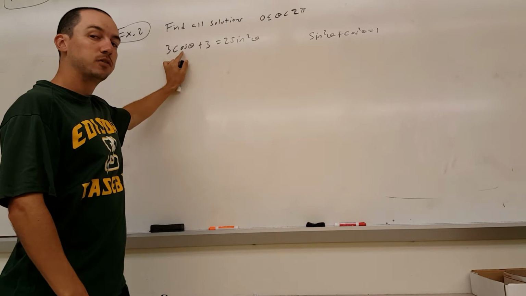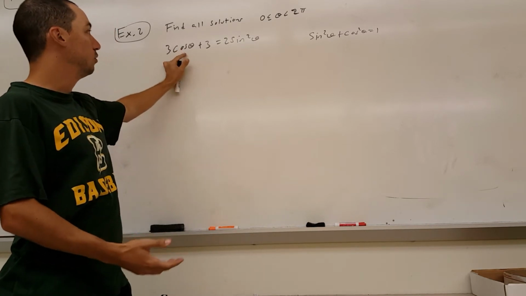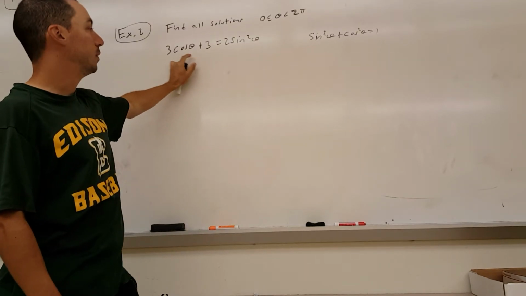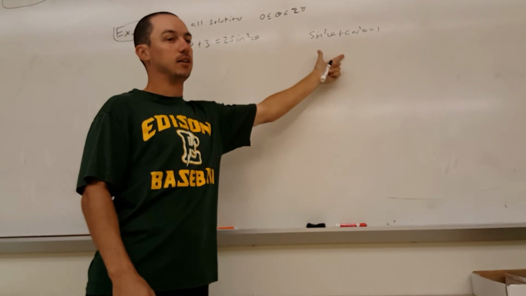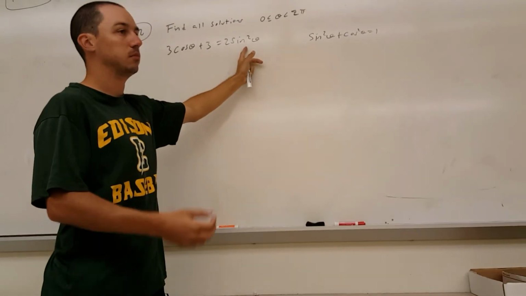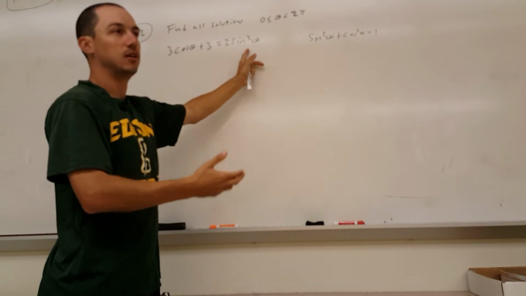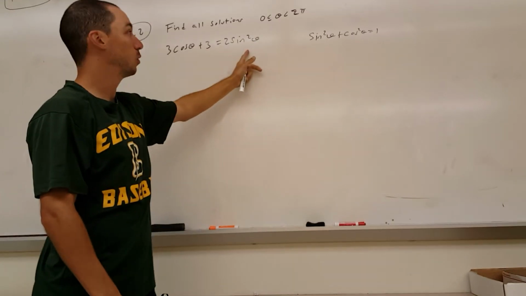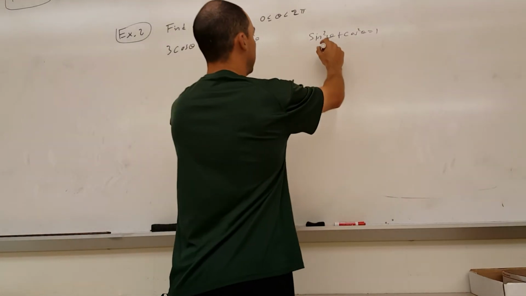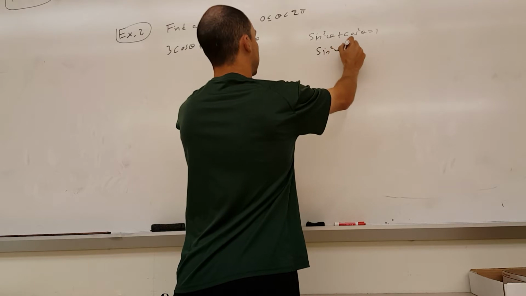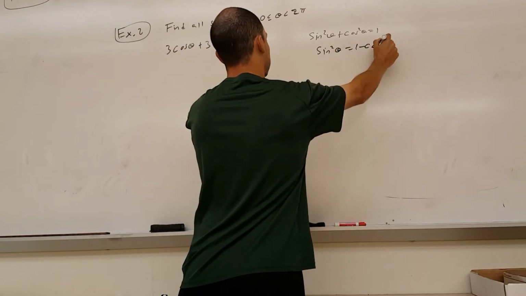Cosine theta, I can't really do much with cosine theta. I can make it 1 over secant, but that's not going to help. There are no identities I can fix cosine theta with. But sine squared, I can rearrange our Pythagorean identity so I can change sine squared into an expression that has cosine squared theta in it. So I'm going to solve for sine squared theta over here in my Pythagorean identity. Sine squared theta is equal to 1 minus cosine squared theta.